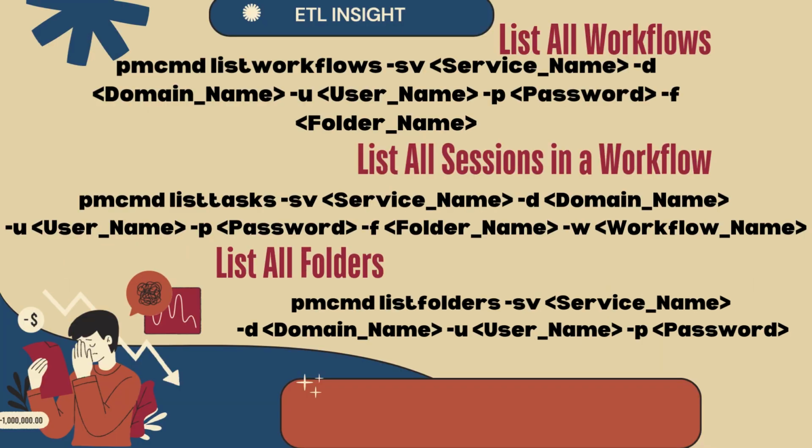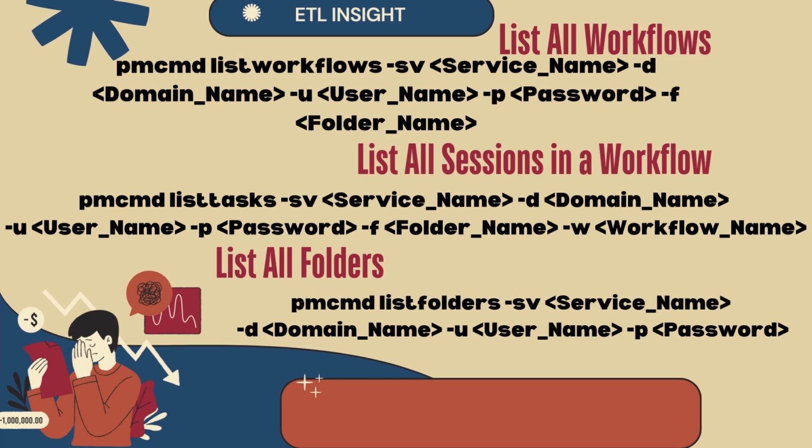The next set of commands is to list all the workflows. pmcmd listworkflows -sv <service name> -d <domain name> -u <username> -p <password> -f <folder name>. This will list all the workflows under a particular folder.